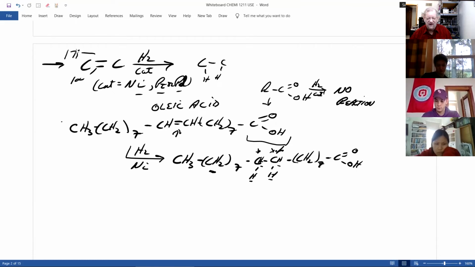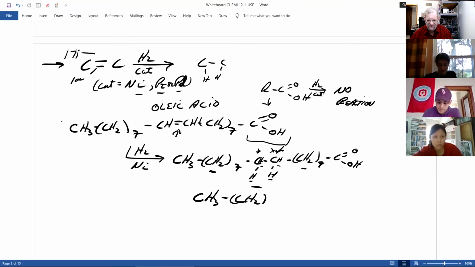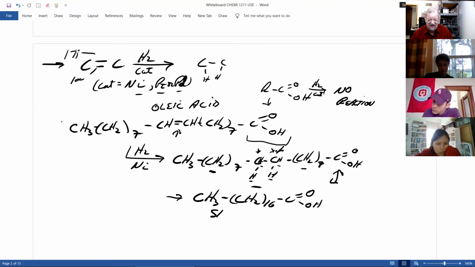So if I have 7 CH2s plus 2 more plus 7, 7 plus 7 is 14, plus 2 more is 16, I can rewrite this like that. These are the same molecule, just rewritten differently. And what molecule is this? Stearic acid. And if you hydrogenate oleic acid, you'll get stearic acid. Everybody see that?